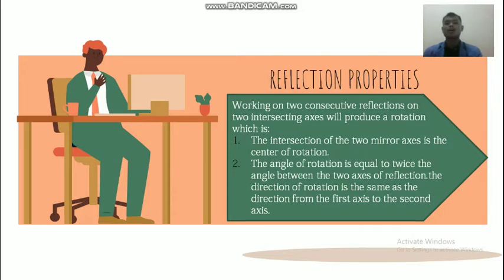Next, working two consecutive reflections onto intersecting axes will produce a rotation. Number 1, the intersection of the two mirror axes is the center of rotation. Number 2, the angle of rotation is equal to twice the angle between the two axes of reflection. The direction of rotation is the same as the direction from the first axis to the second axis.